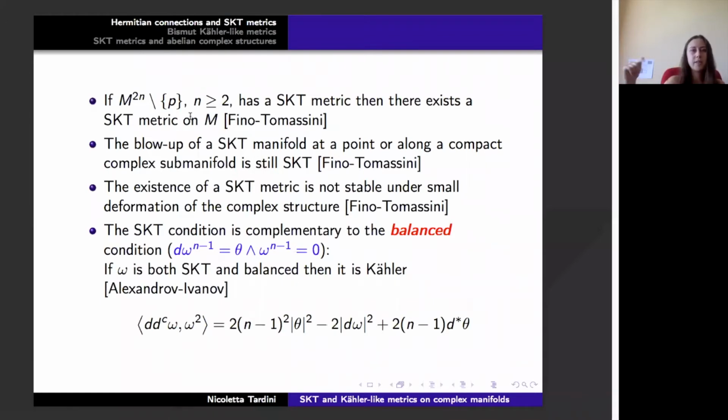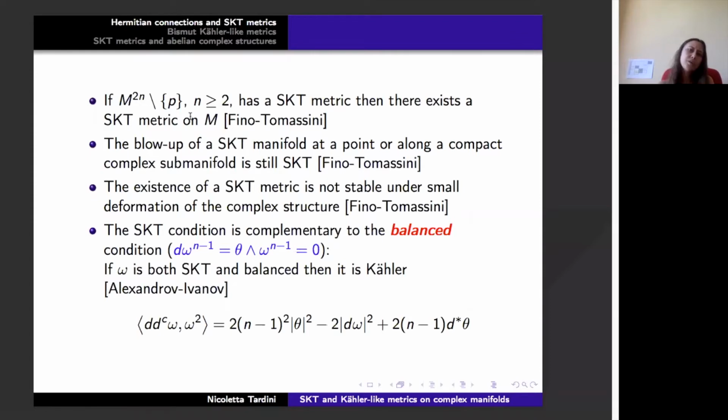You can go up and down at points, but you cannot do that on submanifolds, because the existence of SKT metrics is not stable under modifications. I will go back to this later, but for instance, take manifolds in class C of Fujiki, which means that they are modifications of Kähler manifolds. And Kähler manifolds, we said, are SKT. So manifolds in class C of Fujiki are modifications of SKT manifolds, but they do not admit SKT metrics unless they are Kähler. So we cannot construct new examples using modifications.